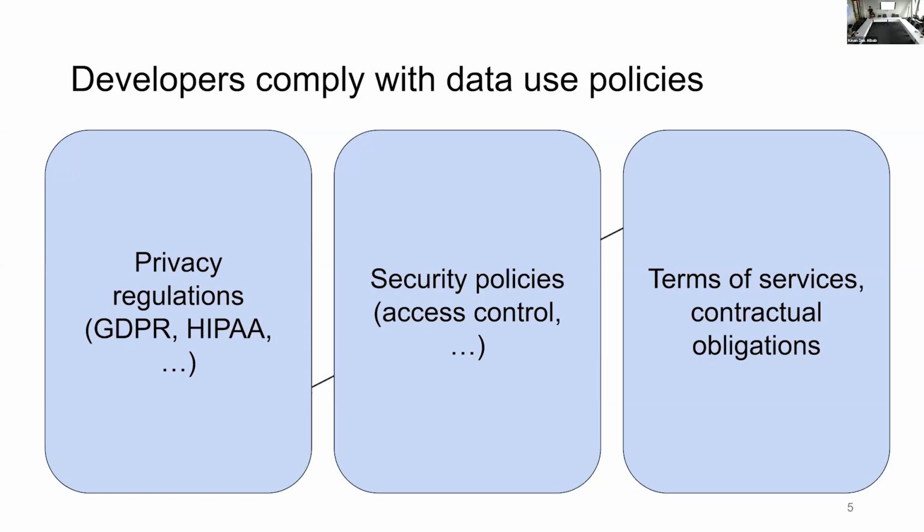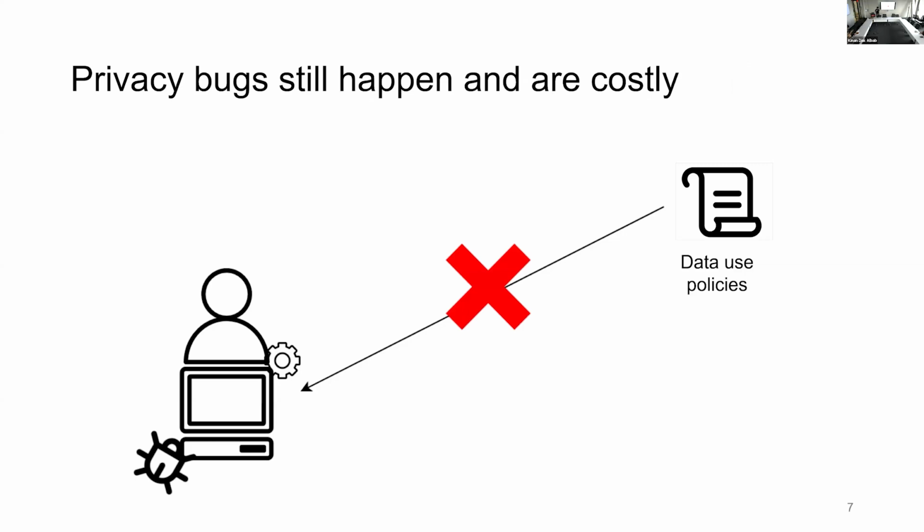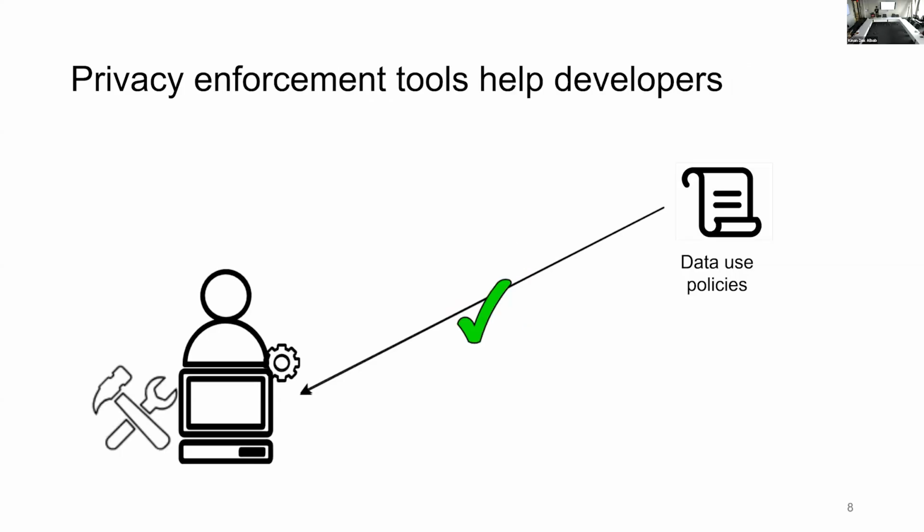Now, when developing applications, developers have this cognitive load of having to manually enforce these policies, and it becomes tedious. And sometimes mistakes can happen, privacy bugs can happen, which end up being costly and disrupt the application flow. Now, to help developers not run into these mistakes, there have been some privacy enforcement tools that have helped.